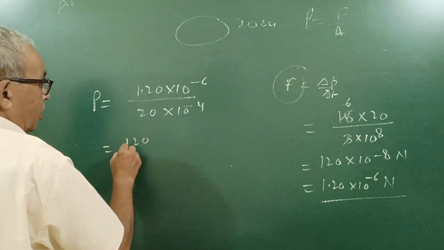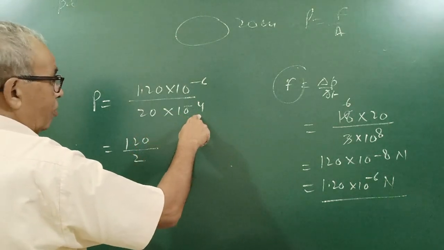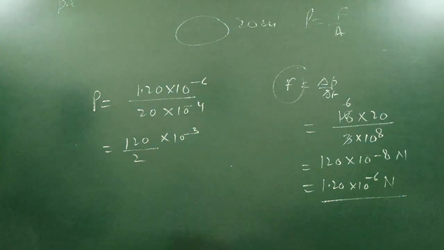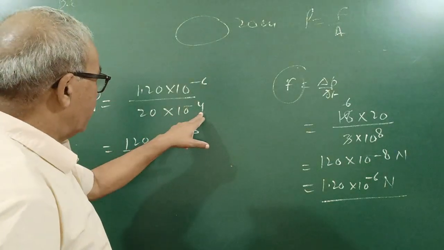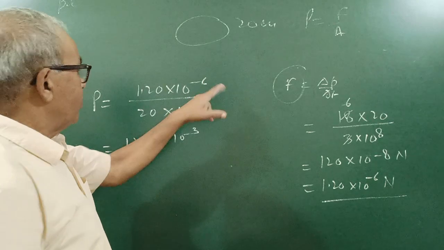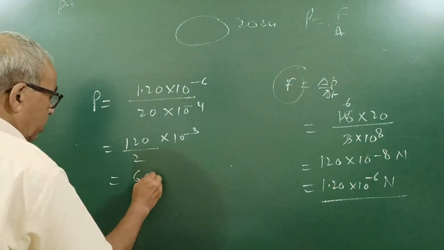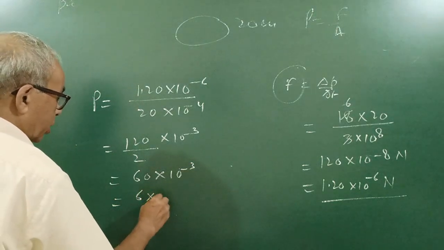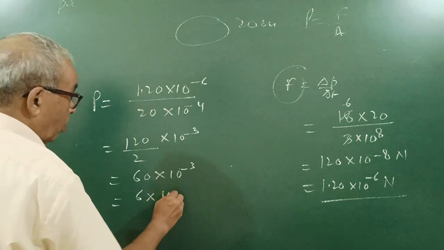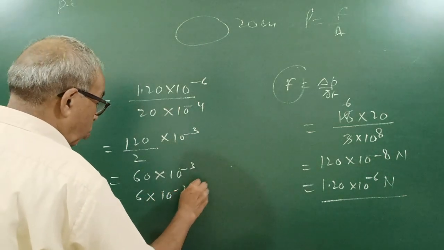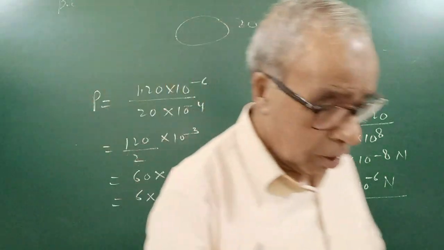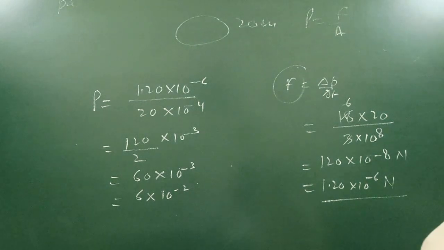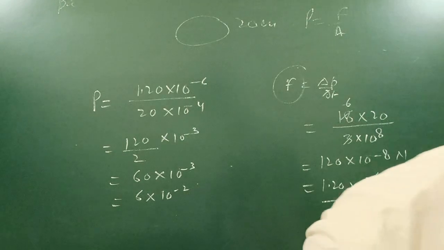120 upon 2 into 10 to the power minus 3 बच गई. तो 10 to the power minus 3 बचा. भाई ये 3 होगी minus की और ऊपर जाके plus की. Yes. तो it is 60 into 10 to the power minus 3 और 6 into 10 to the power minus 2. गलत हो गया, कुछ हमसे गलत हो गया बच्चों. इतना करने के बाद भी गलत होता है. हाँ, pressure गलत हो गया भाई.